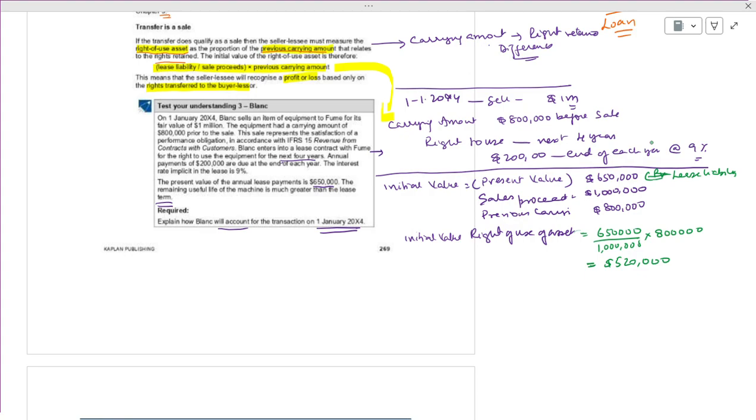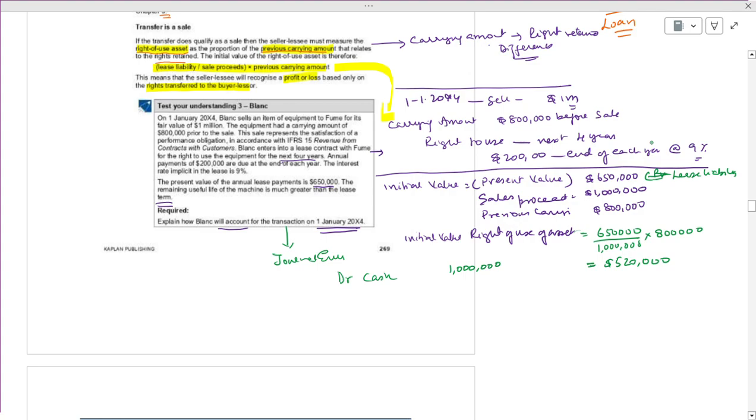Yes. Okay, now they are talking about the transaction, so you have to write the journal entry. How much cash are you receiving? Sale means you are receiving cash of 1 million. Debit is cash, debit what comes in.